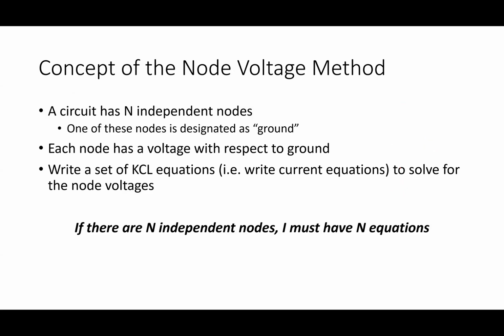All right, so what I do is I write a set of KCL equations that solve for the node voltages. So Kirchhoff's current law is giving me voltages. In the mesh method, Kirchhoff's voltage law is giving me currents. It's a little bit confusing in that regard, but I write KCL equations in terms of the voltages to solve for the voltage.